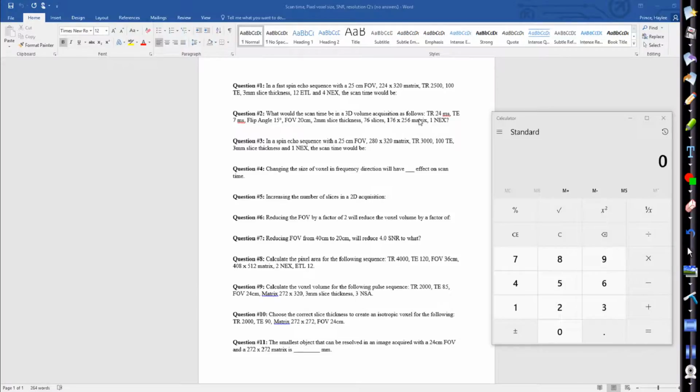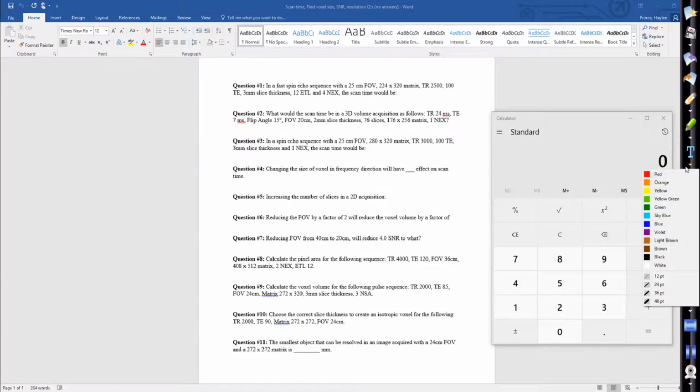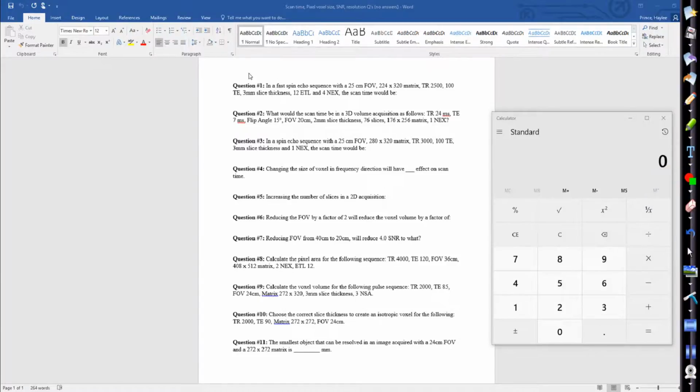The most important thing to set yourself up for success is choosing the right equation to use first, then selecting the parameters that are necessary for that equation, and then just ignoring all the rest. All right? So let's write out our scan time equation for number 1. What is that going to be? TR times phase encoding steps times NEX.